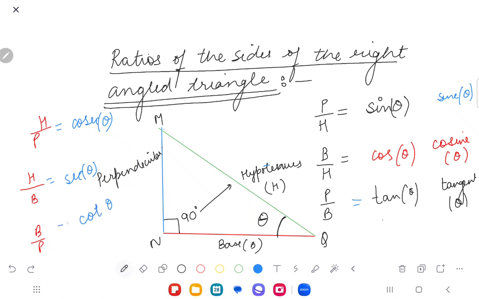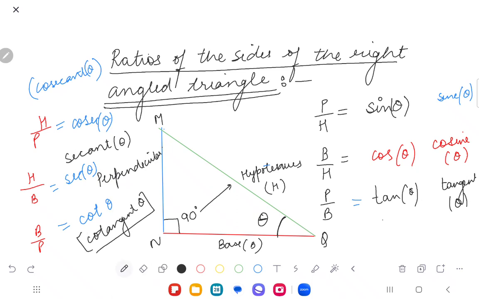Any doubts in this? Just tell me. Okay, clear? So the full name of cosec theta is called cosecant theta. The full name of sec theta is called secant theta. And the full name of cot theta is called cotangent theta. Do you understand my point? Okay. So this is the concept. So we have cosec theta, we have sec theta, and we have cot theta. Understood or not?